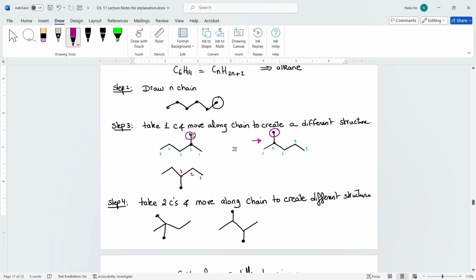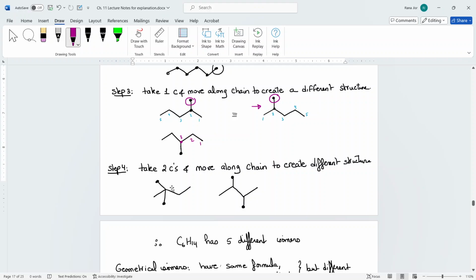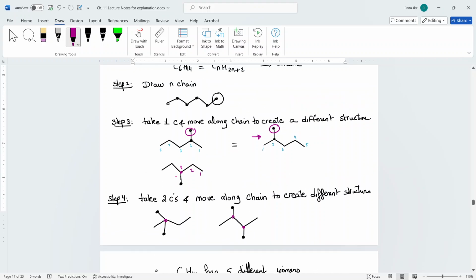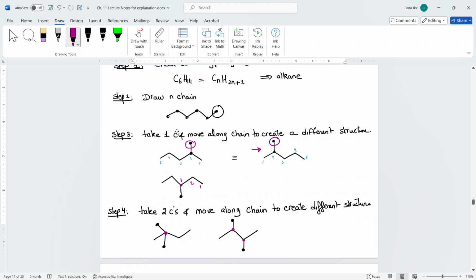Now, after I take 1 carbon and move it along the chain, I cannot move it further. I did put it on carbon 2. I did put it on carbon number 3. After that, I'm going to start replicating my structures. Then now I'm going to take 2 carbons and move them along the chain. You have the possibility of putting the 2 carbons on the same carbon or putting them on adjacent carbons. That's it.